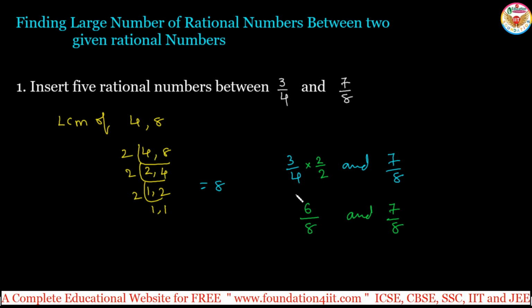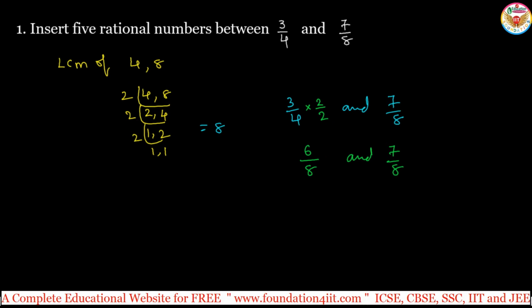Now to insert 5 rational numbers between them. So the question is 6 divided by 8 and 7 divided by 8. If you want to insert 5 rational numbers exactly, so 5 plus 1, because we need to insert 5 rational numbers, right? So 5 plus 1 we need to add. So you should multiply and divide with 6 for both the numerator and denominator. Now multiply with 5 plus 1, that means with the 6, both numerators and denominators.